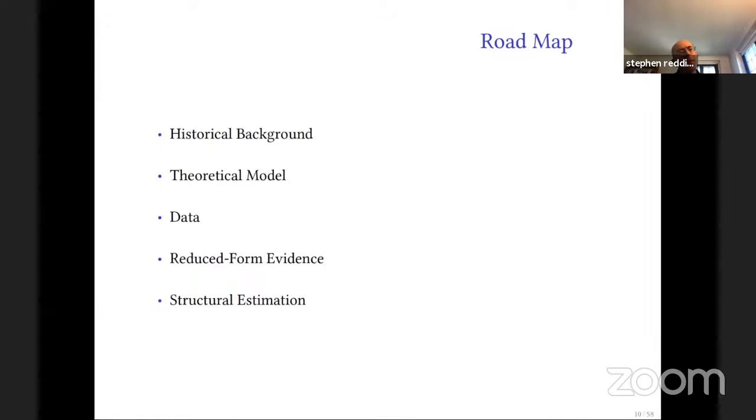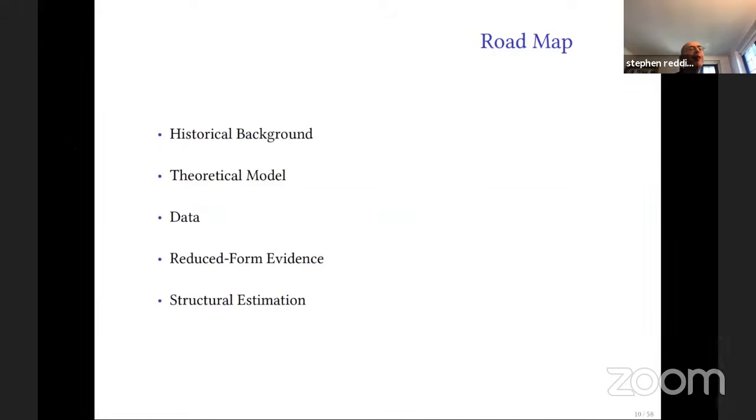In the published paper, there's actually a big section of reduced form empirical evidence that addresses a variety of concerns you might have. For time reasons, I'm mainly going to skip that during the lecture today, and focus on the structural estimation of the model, which is going to take up most of my time.